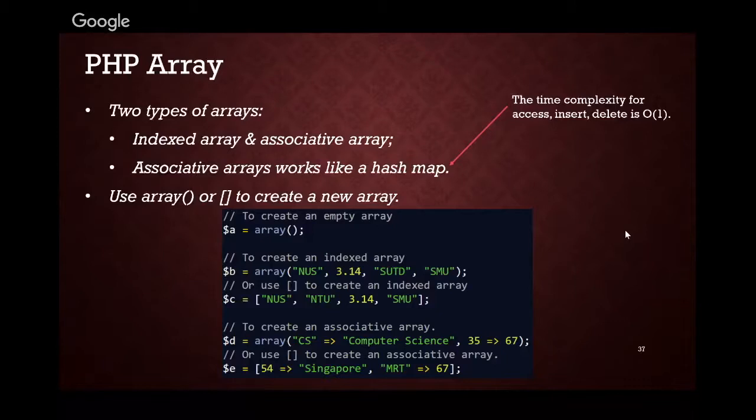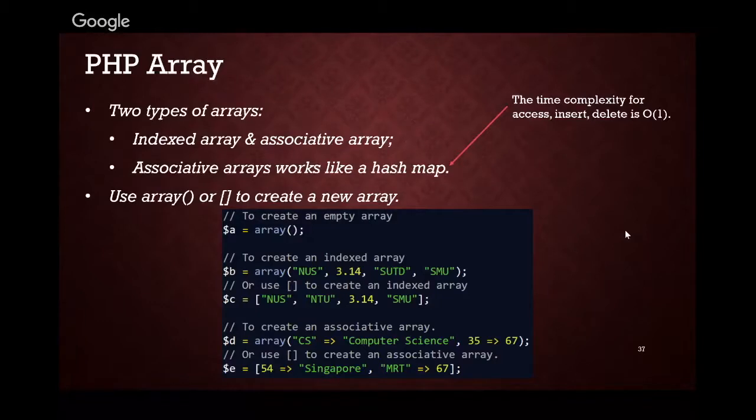When you create an array, you just need to create an empty array. If you create an array like this, it will just be an array of 4 elements. You can also use a bracket to create a new array. But if you use something like this, the key will become CS, the value will become computer science, the key will become 35, the value will become 67. So it will become a hash map. They have native support for hash map, so it will be very efficient and convenient when you program it.